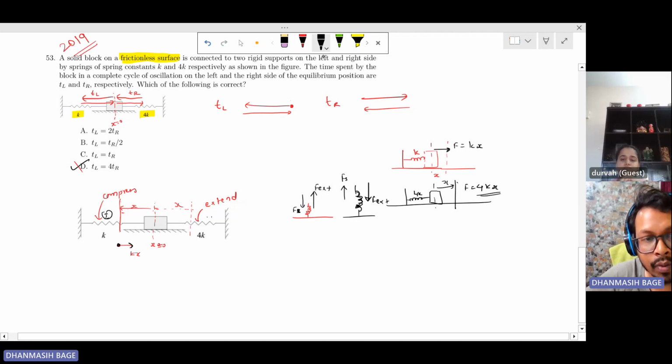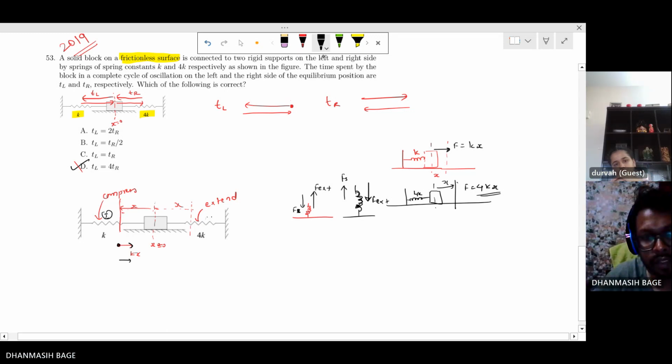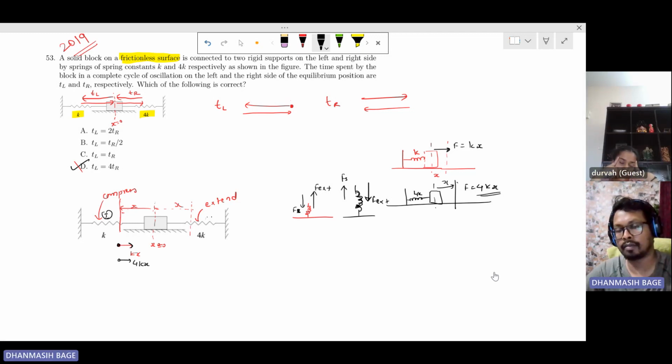And this one is also applying a force on it because you're stretching it. Just see that, in this case, you're stretching it. So how much force will this apply? This will apply 4Kx in this direction. Okay.